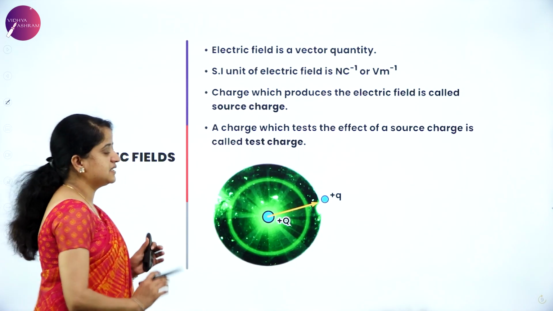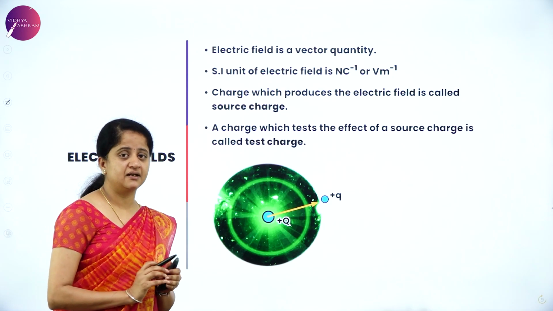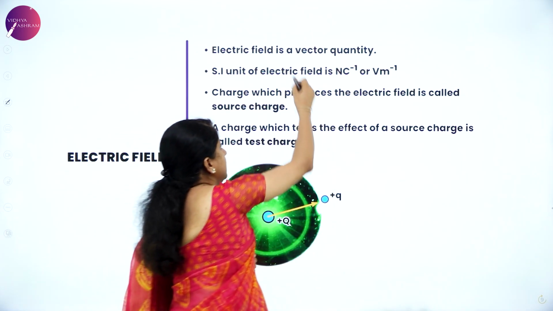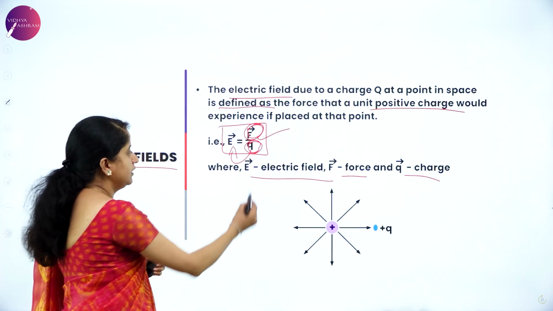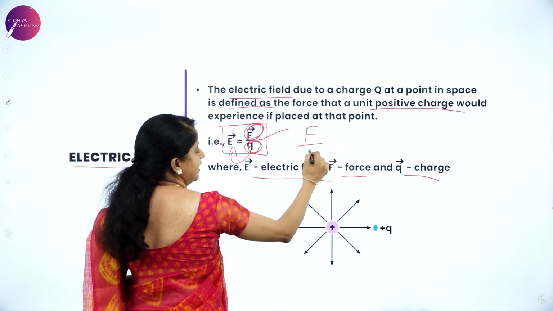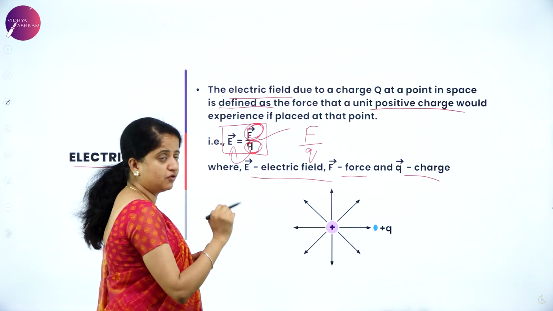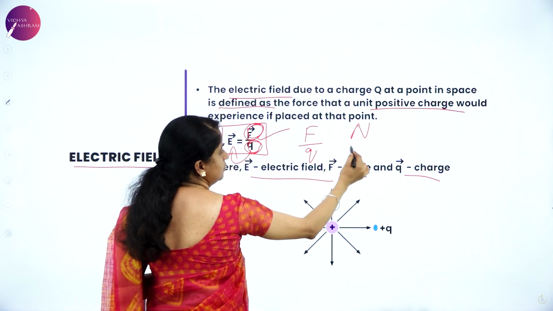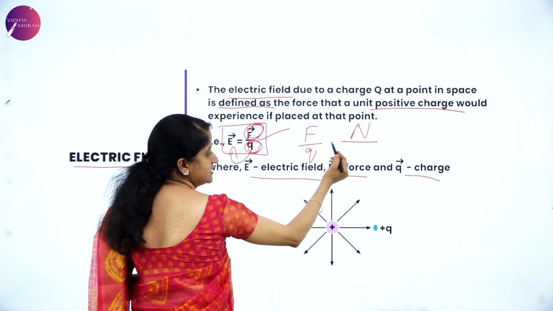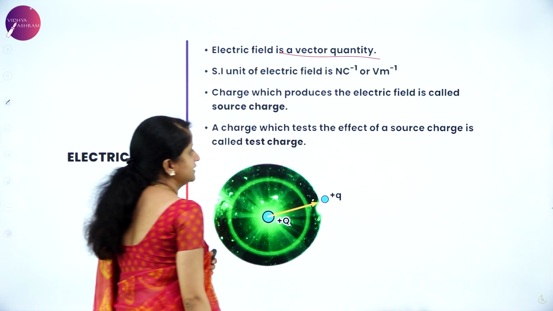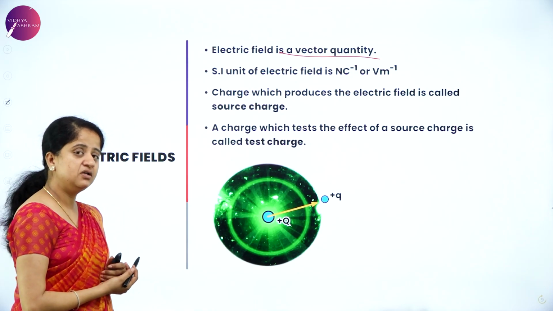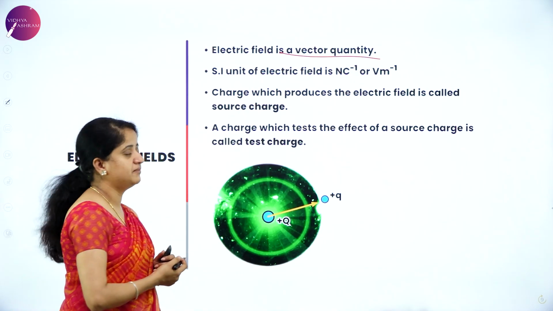Now, what are the basic things which we have to know about electric fields? As I said, it is a vector quantity. What is the SI unit for electric field? Look at this expression. We have F divided by Q. What is F? It is force. What is the SI unit for force? Newton. What is the SI unit for charge? Coulomb. So we can write it as Newton per Coulomb, that is the SI unit, or we can also say it as volt per meter.